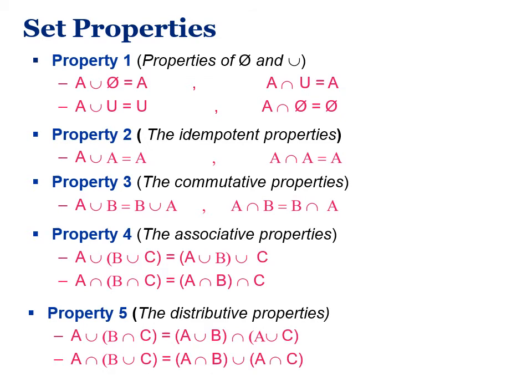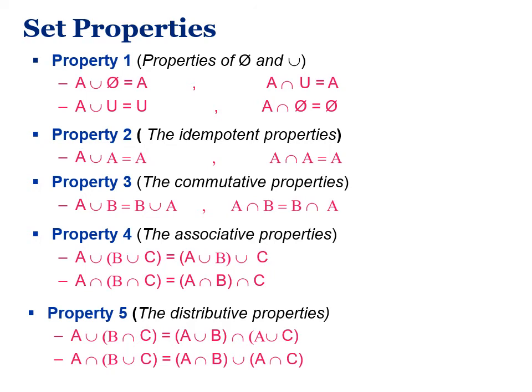So the intersection of A with null is equal to null. Next one, we have idempotent properties. So we have the intersection of A with itself is A. The union of A with itself is still A.